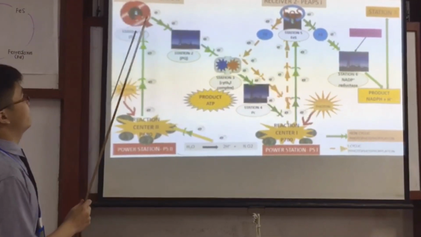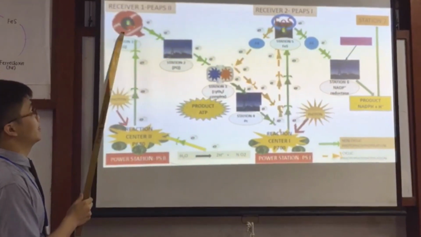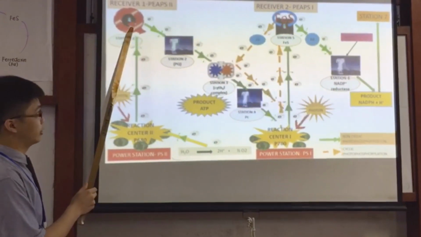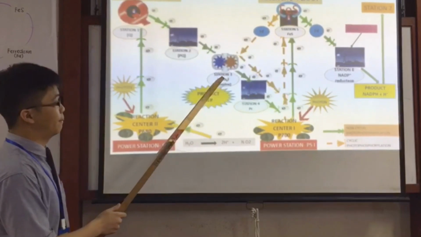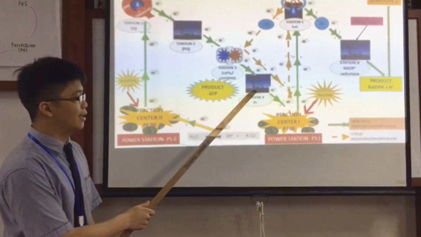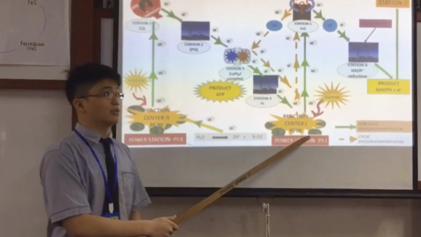is the pheophytin. And then the electron will pass to the electron carrier, plastoquinone, then to the cytochrome b6f complex, then to plastocyanin, and then go to photosystem 1.